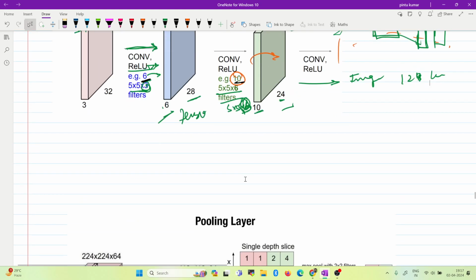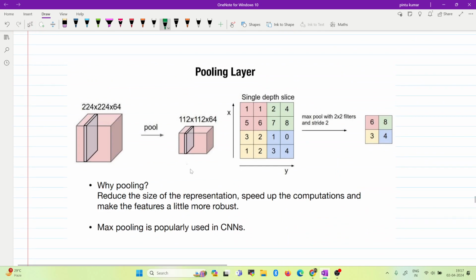So what we want to do is some kind of pooling. Pooling reduces the size of the representation. Because of that, it will speed up your computation and make your features a little bit more robust.